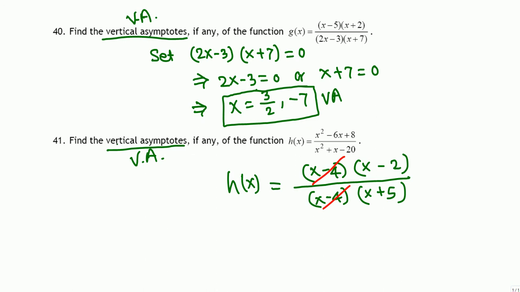but for vertical asymptotes, simplify means cross out, and the bottom becomes 0 for x equals negative 5. Negative 5 plus 5 is 0. So the vertical asymptote is x equals negative 5.